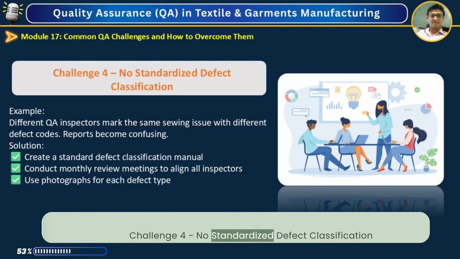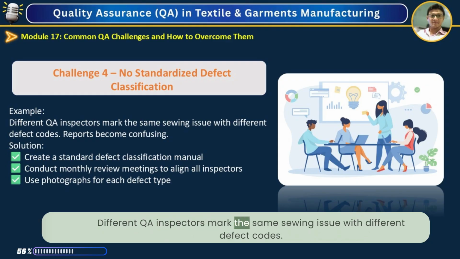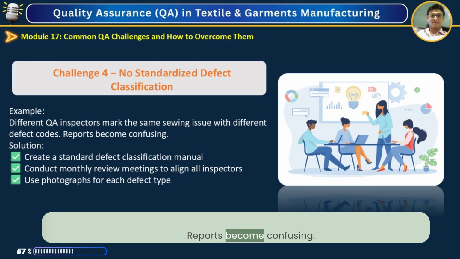Challenge 4, No standardized defect classification. Example: different QA inspectors mark the same sewing issue with different defect codes. Reports become confusing. Solution: create a standard defect classification manual. Conduct monthly review meetings to align all inspectors. Use photographs for each defect type.